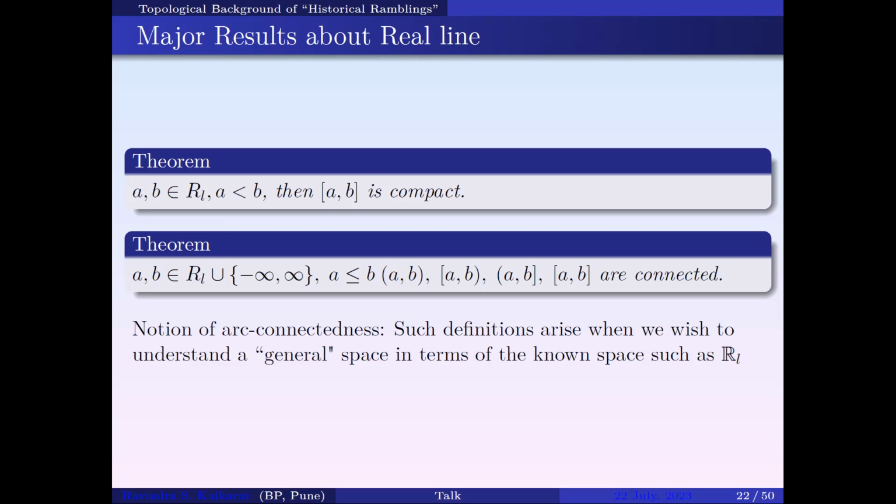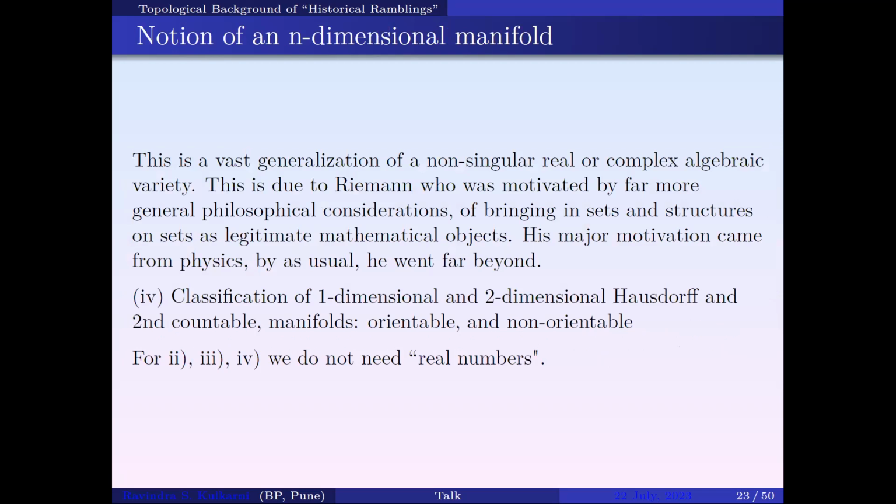The other idea is the manifold. I don't want to go into this, but the manifold is the vast generalization of a non-singular real or complex algebraic variety. This is due to Riemann, who was motivated by far more general philosophical considerations of bringing in sets and structures on sets, and these are legitimate mathematical objects. Riemann's paper on this is also very philosophical, where he introduces this idea of a manifold. His major motivation came from physics, and as usual, he went far beyond even his motivation.